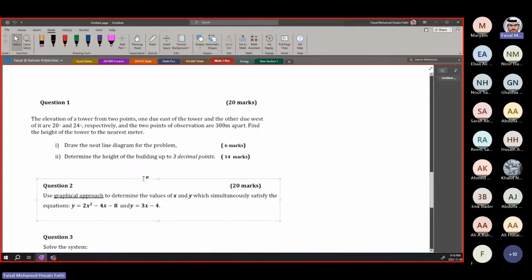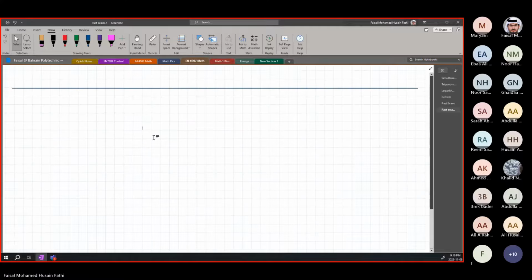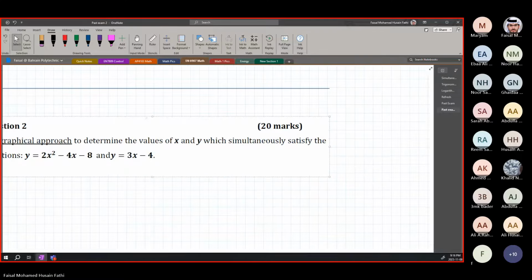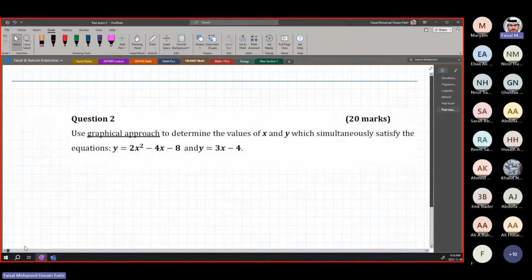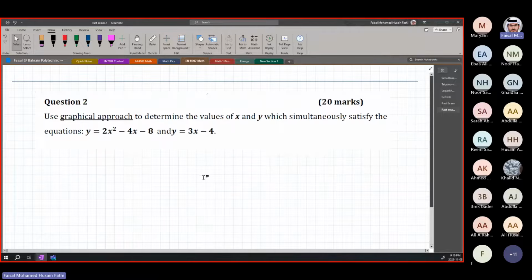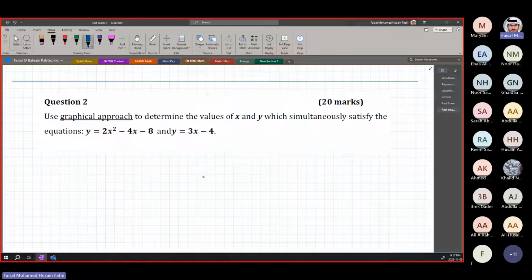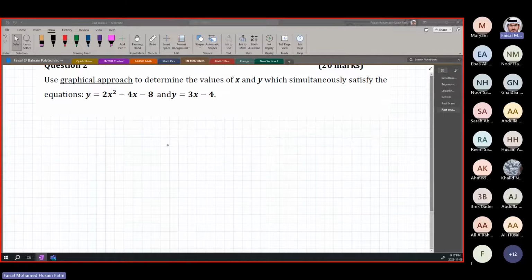Okay. Using the graphical approach. Using the graphical approach means we're going to have to graph this. Determine the values of x and y which simultaneously satisfy these equations. This means we need to find the solution. If we solve these simultaneous equations, we will have points of intersection. But we need to do it graphically. How do we do it graphically? I will try my best to be accurate.